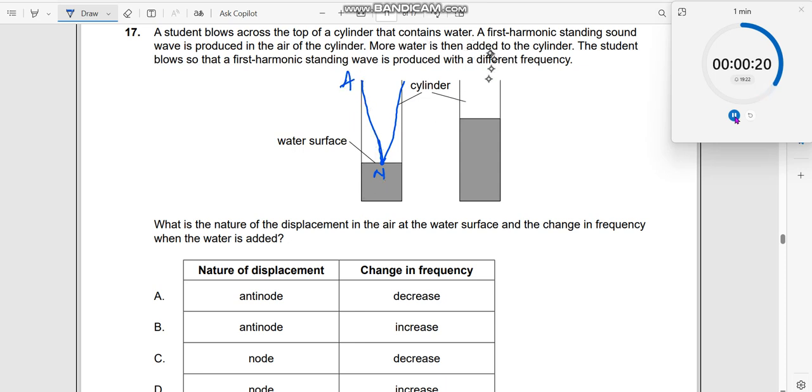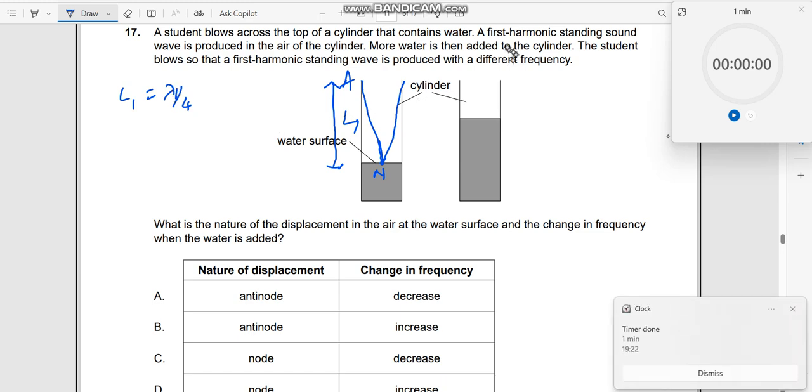Now let us read the question. A first harmonic standing wave is produced in the air of the cylinder. This is the first harmonic. What do you mean by the first harmonic? So whatever we have written is correct, which means only one quarter wave can be seen over here. So now if this length is L1, I can say L1 will be equal to lambda 1 by 4.